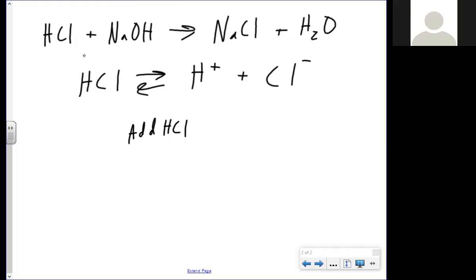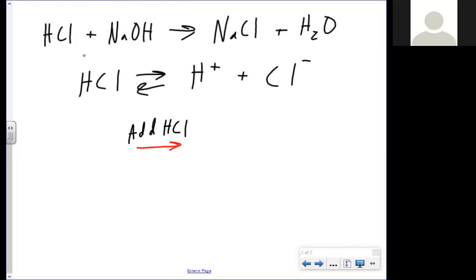Is it going to make my reaction go faster that way or faster this way? Which side is hydrochloric acid on? It's on the left, so it'll push the reaction to the right. If you add hydrochloric acid, it'll shift it to the right. If you add hydrogen by itself, it'll shift it back to the left. And it just does the opposite when you remove.